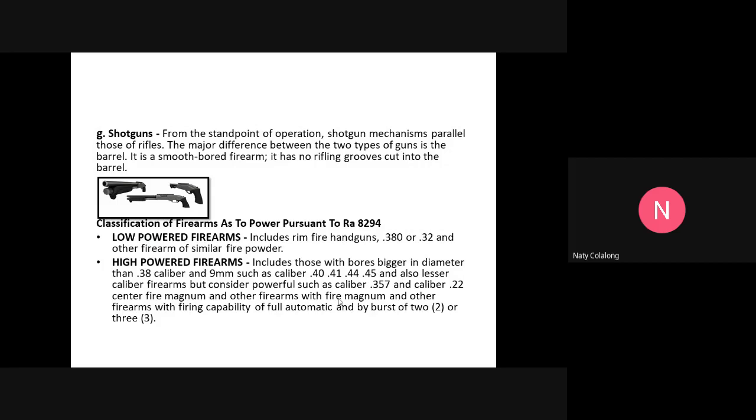And then we have the high-powered firearms that includes those with bores bigger in diameter than .38 caliber and 9 mm, such as caliber .40, .41, .44, .45, and also lesser caliber firearms, but considered powerful firearms such as caliber .357 and caliber .22 center fire magnum, and other firearms with firing capability of full automatic and by burst of 2 or 3. So this ends our slide.